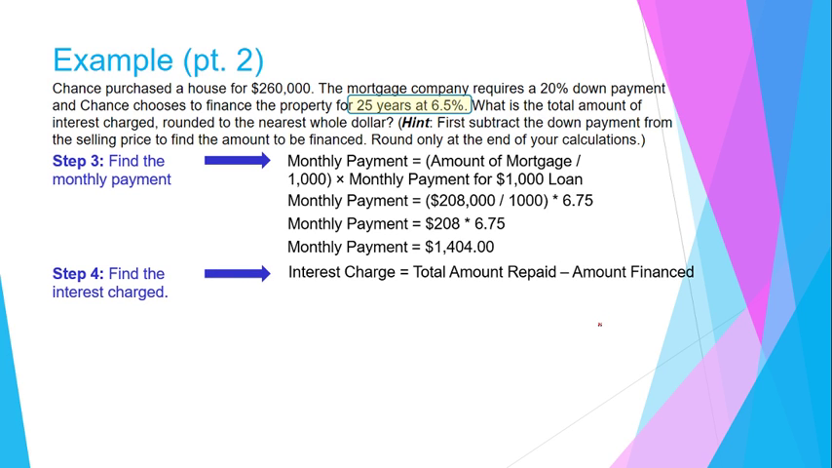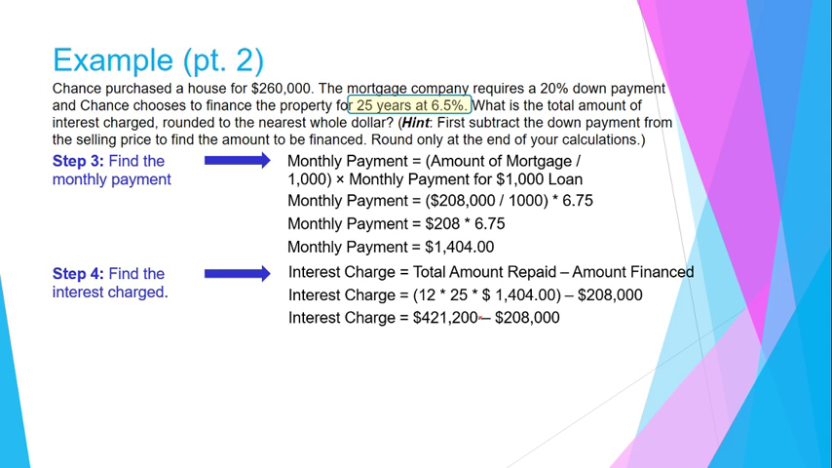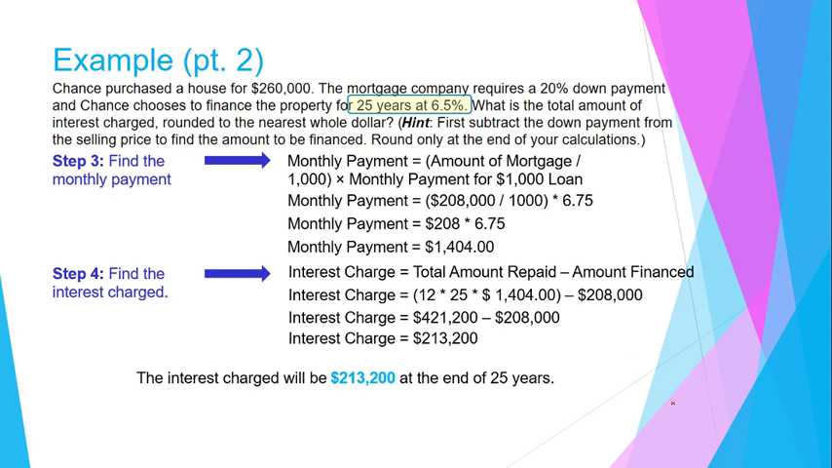Step 4, find the finance charge. Total amount repaid minus amount financed. Same thing, 12 times 25 years times the monthly payment of $1,404. Get that and then subtract 208,000 from there. That means we have an interest charge of $213,200. That means we could basically buy another house with that interest charge.